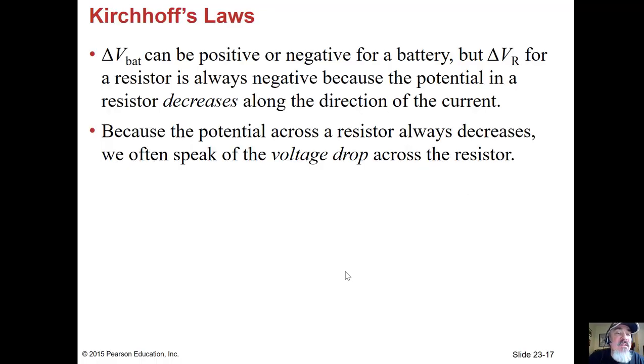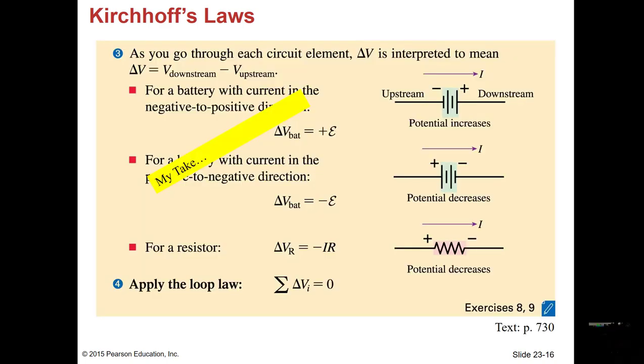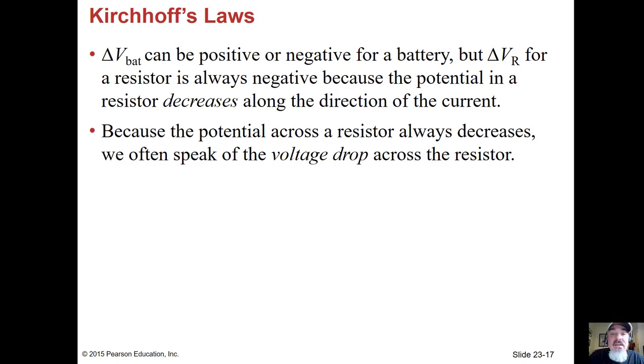As it says here, delta V for a battery, that's what the squiggly E usually is, can be positive or negative. It depends on which way you're going around the circuit. But delta V for a resistor is always negative because the potential decreases as you go across it. So it's usually called a potential drop. When you hear the words voltage drop or potential drop, that's what it means: you're going across a resistor. A lot of this stuff with circuits just takes practice too.